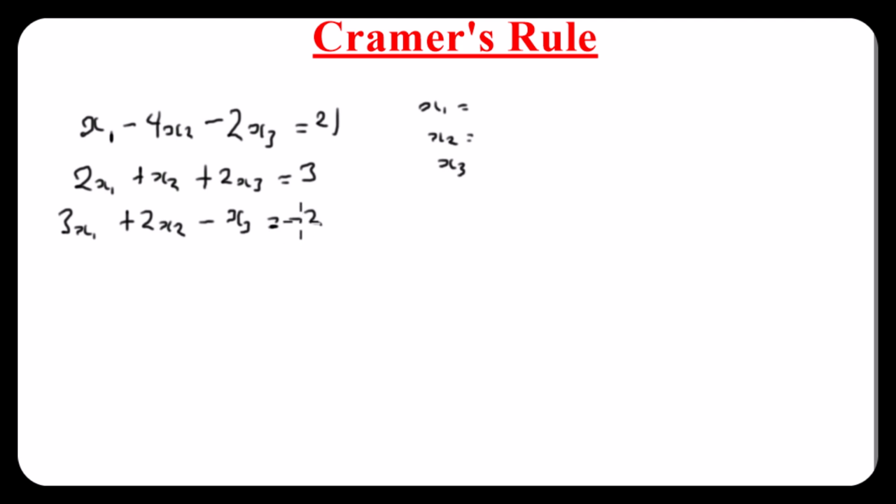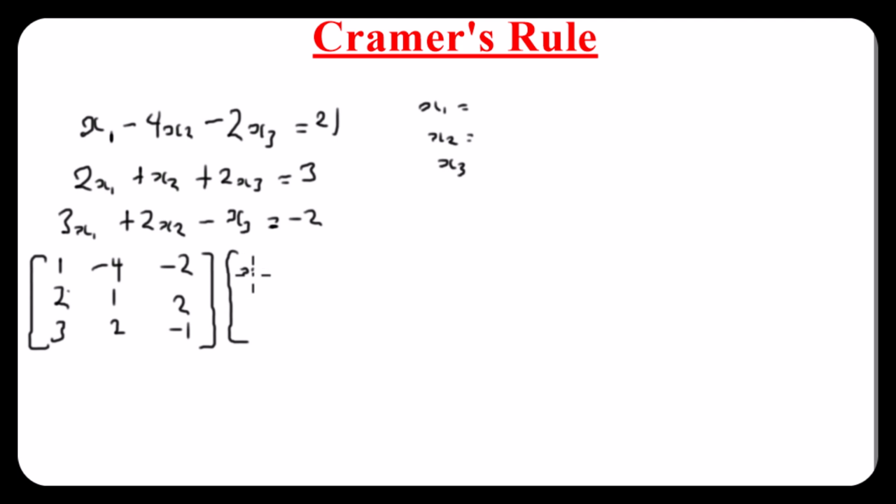So we want to do the same thing we did when we were doing the 2 by 2 problem, using Cramer's rule. So first of all, we want to write the matrix here. So quickly writing the matrix: 1, 2, 3. Okay, negative 4, 1, 2. Okay, negative 2, 2, negative 1. And then multiply this with x1, x2, and x3. Okay, and this will be equal to 21, 3, and negative 2.